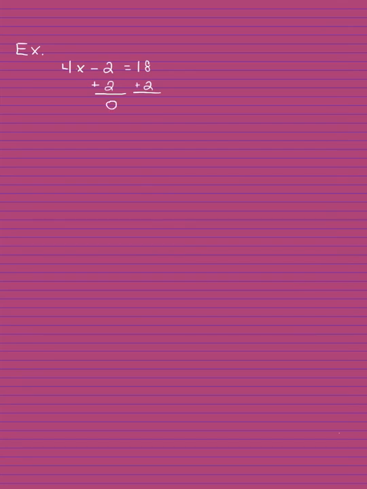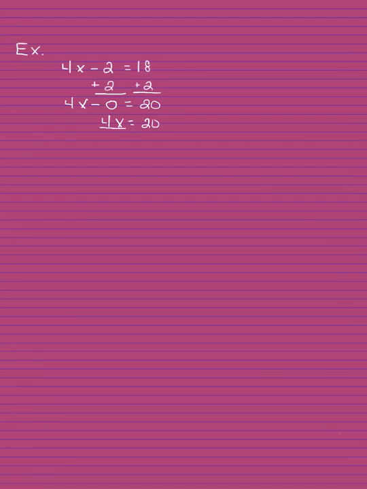So I'm going to do this one a little bit different, only because I'm going to put a 0 there. So I'm going to have 4x minus 0 equals 20, and then right under it, I'm going to put 4x is equal to 20.